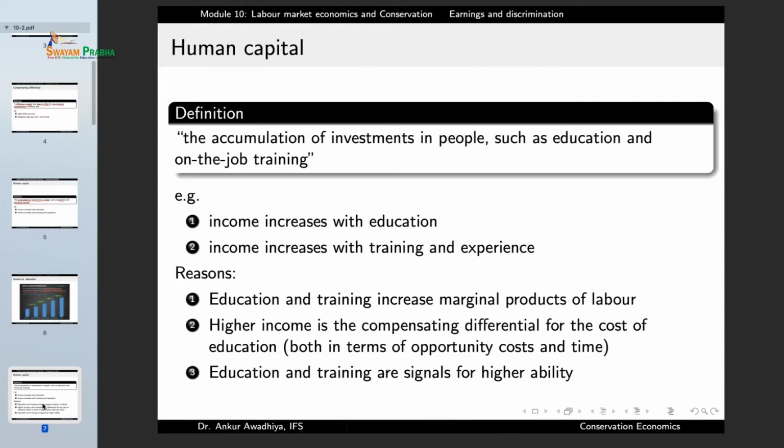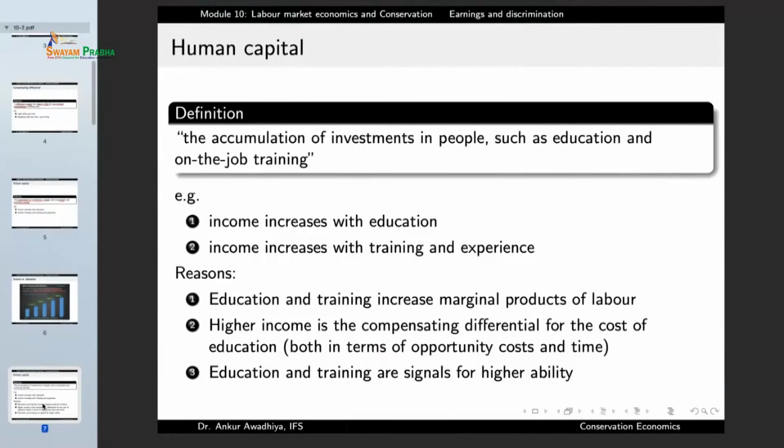Why should a firm pay more to a person who has a higher amount of human capital accumulated in that person? And there are several reasons. One, education and training increase the marginal products of labor. And this is true to quite an extent. Education and training increase the marginal products of labor.